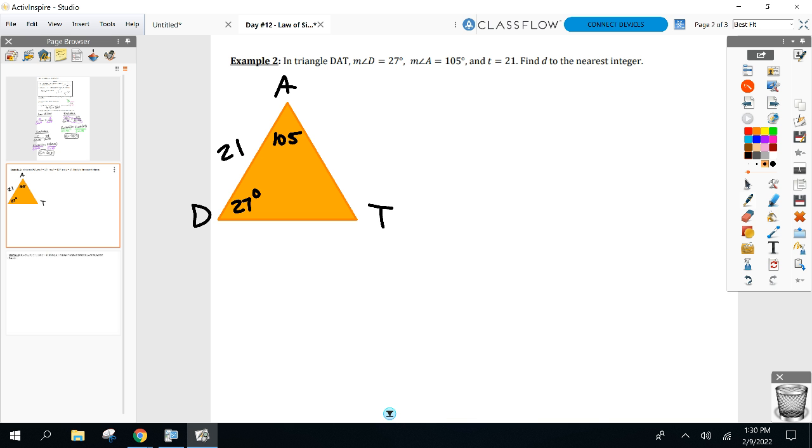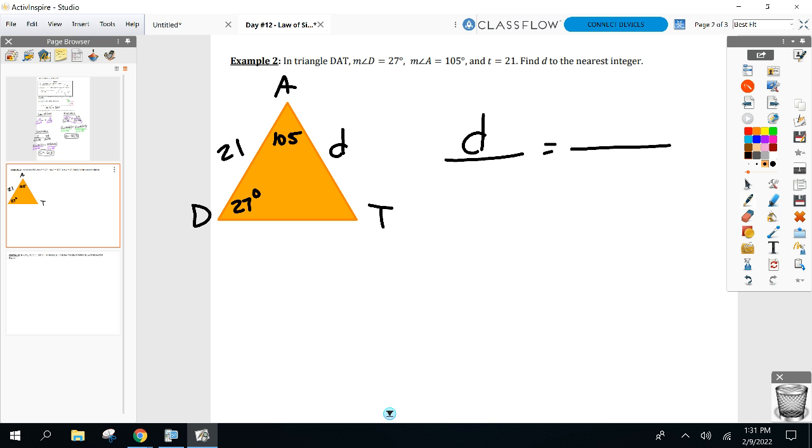Find side D. So I look across from angle D. I'm looking for this side right here. Right, that side right there. All right, start law of sines off for me. I'm looking for side D.